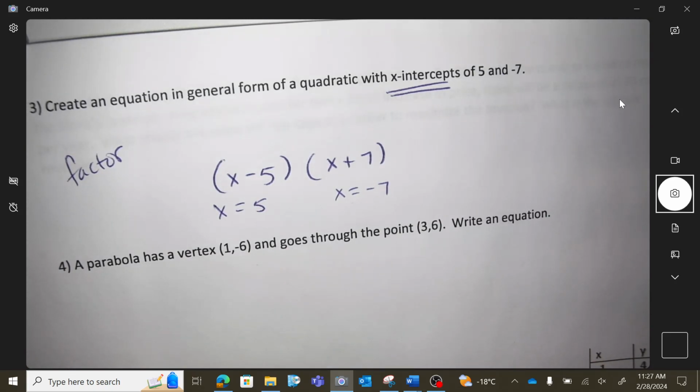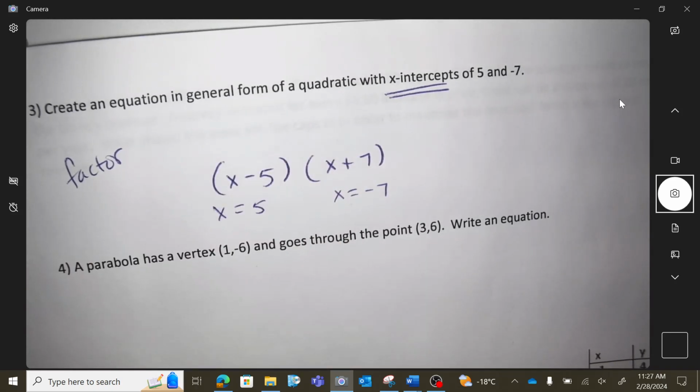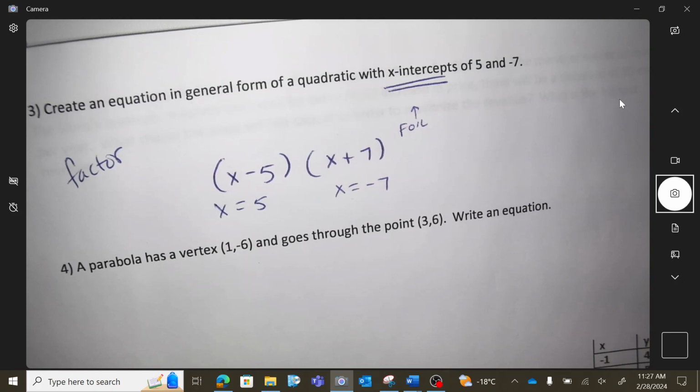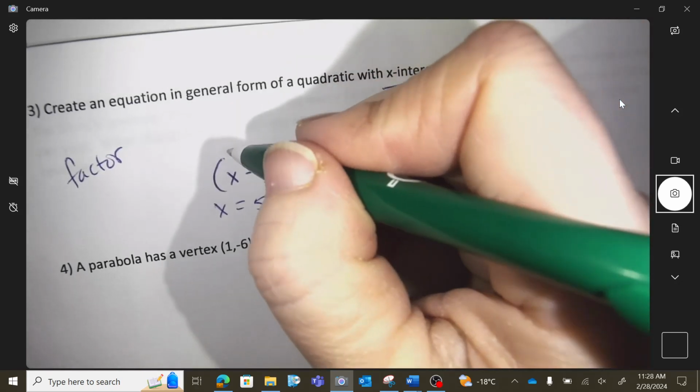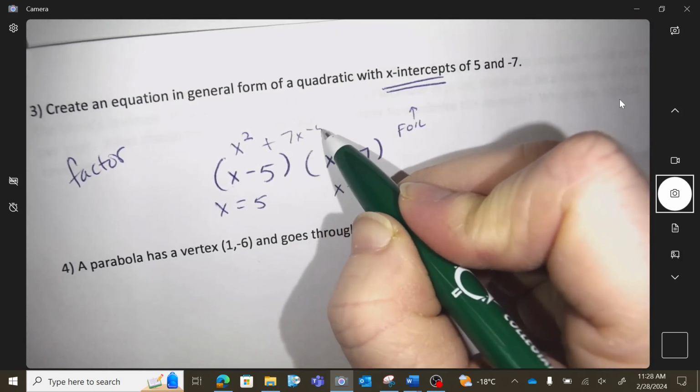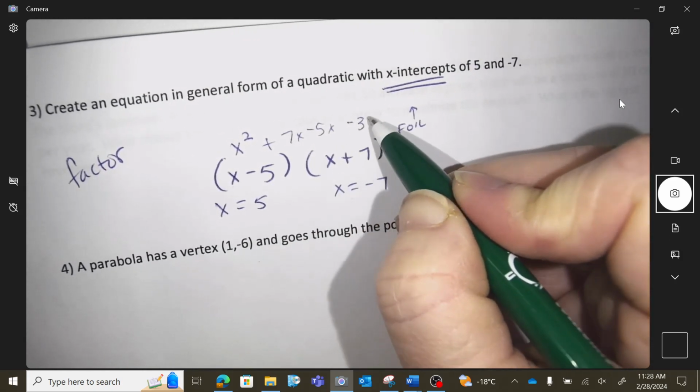Then general form. So looking at the board, it looks like that. I'm thinking I'm just going to FOIL it out. Factoring and foiling are the opposites of each other. So remember, we factored. So to undo it, we FOIL. So x squared plus 7x minus 5x minus 35.